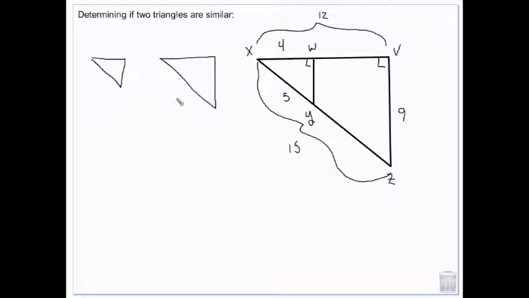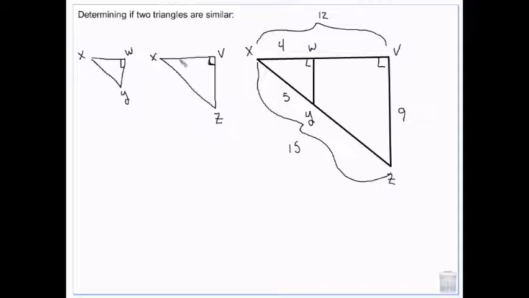I'm going to draw two triangles because I have a triangle inside of a triangle. So I'm going to label the small triangle X, W, Y. And then the big triangle is X, V, Z. And these are both 90. And these are both X.